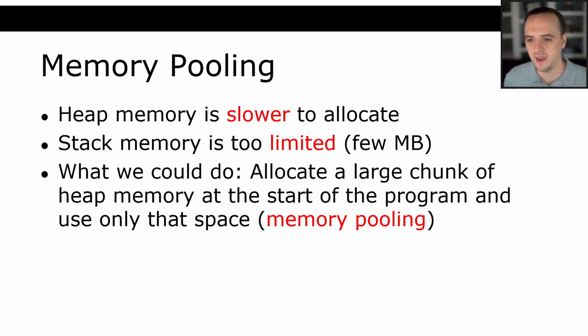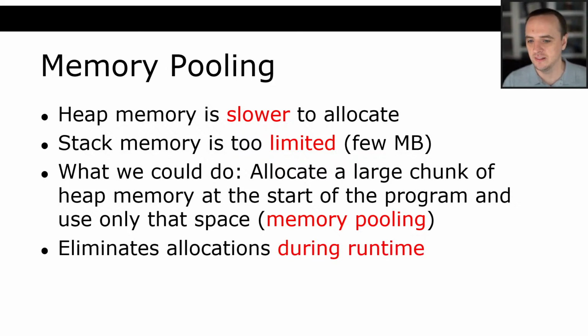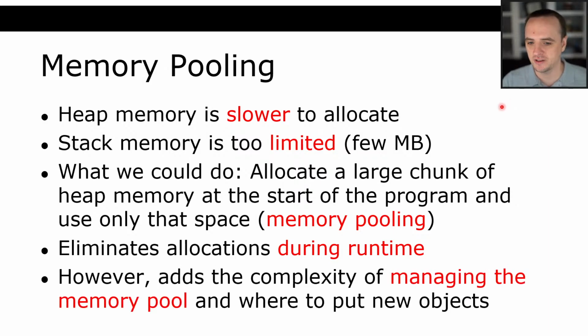So what we can do to solve that problem is to allocate a large chunk of heap memory at the start of your program and then only use that space, right? So this is going to eliminate dynamic heap memory allocations during runtime. But what it does is it adds the complexity of managing the memory pool and where to put new objects.